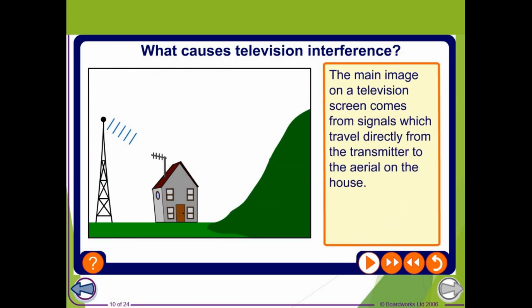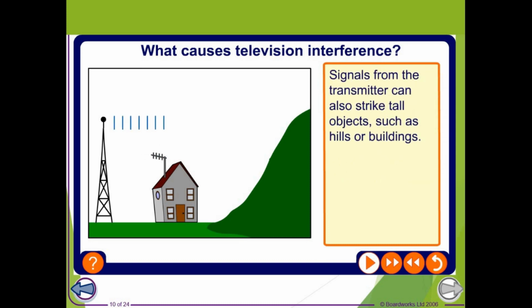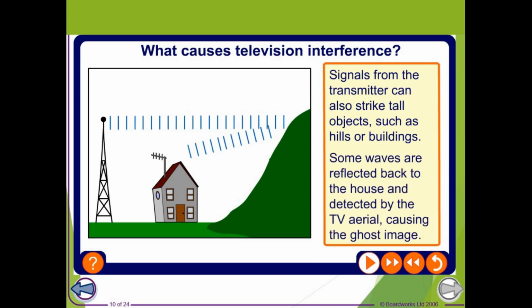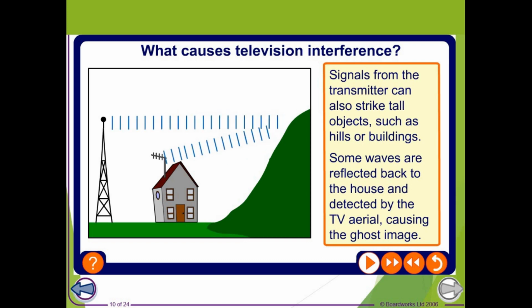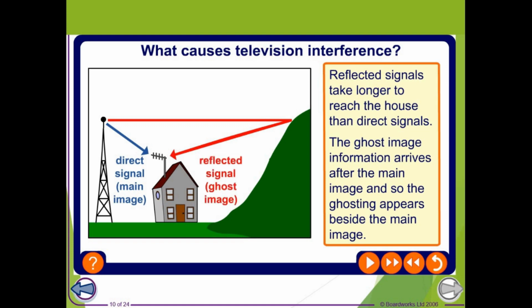The main image on a television screen comes from signals which travel directly from the transmitter to the aerial on the house. Signals from the transmitter can also strike tall objects such as hills or buildings. Some waves are reflected back to the house and detected by the TV aerial, causing the ghost image. Reflected signals take longer to reach the house than direct signals. The ghost image information arrives after the main image, and so the ghosting appears beside the main image.